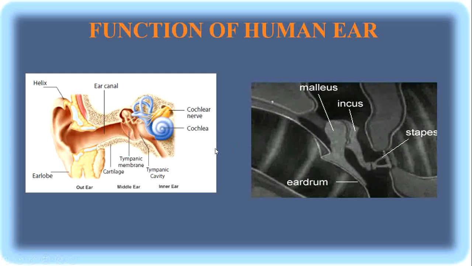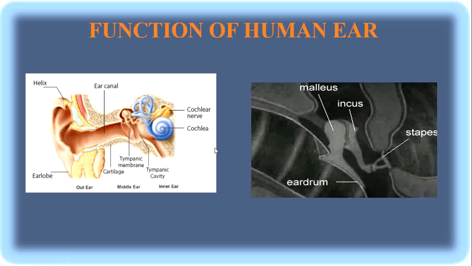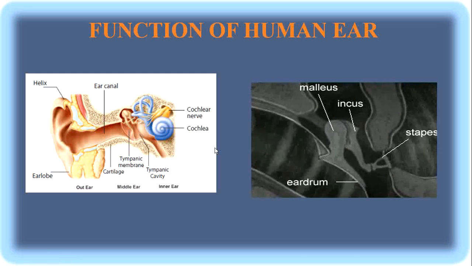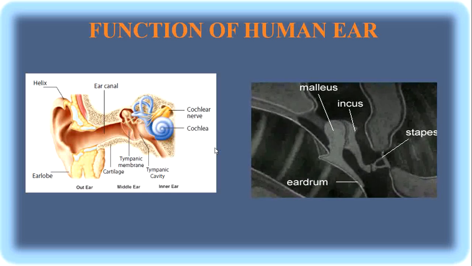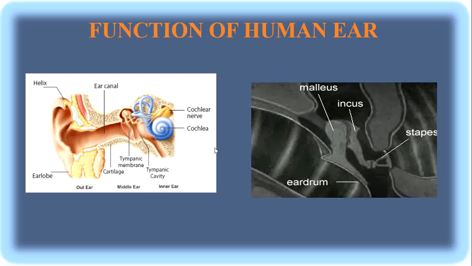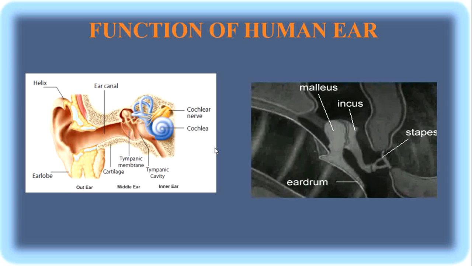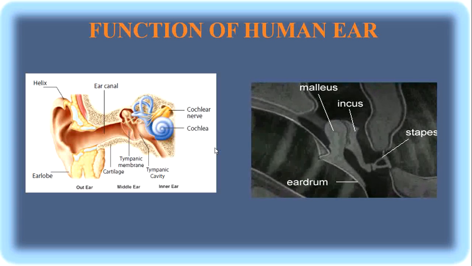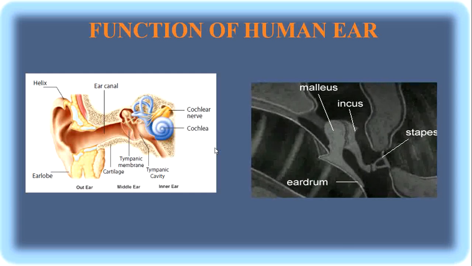When the compression increases, we already know that compression means a high pressure region. When the high pressure region takes place, it forces the eardrum inward. Now the eardrum moves outward when the rarefaction reaches it. Rarefaction means low pressure region. When the low pressure region takes place, the eardrum moves outward. In this way, the eardrum vibrates.